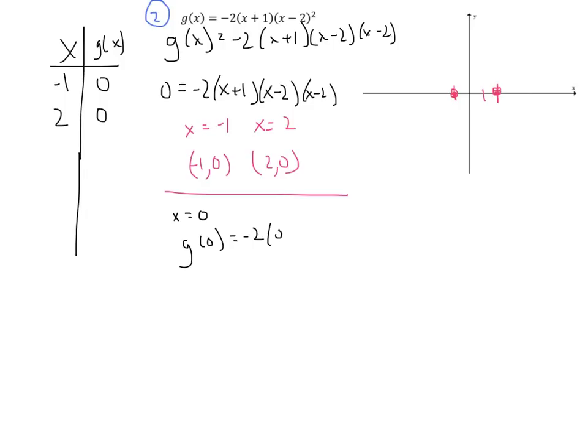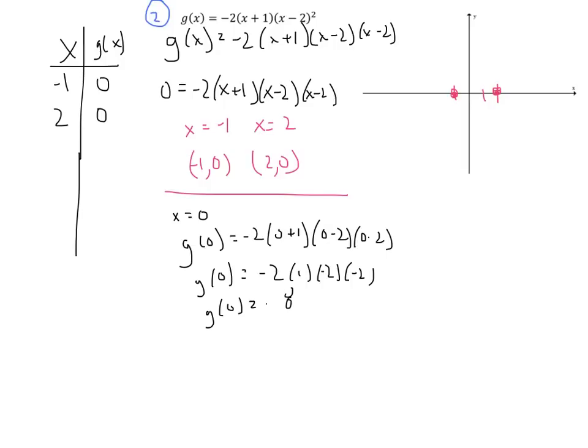-2 times (0 plus 1) times (0 minus 2) times (0 minus 2). And when you do that, you should get negative 2 times 1 times negative 2 times negative 2. And so g of 0 comes out to be negative 8. So we've got the point (0, -8). Where's that? (0, -8) down here. 1, 2, 3, 4, 5, 6, 7, 8. Somewhere about here. Remember, this is just kind of a rough picture.